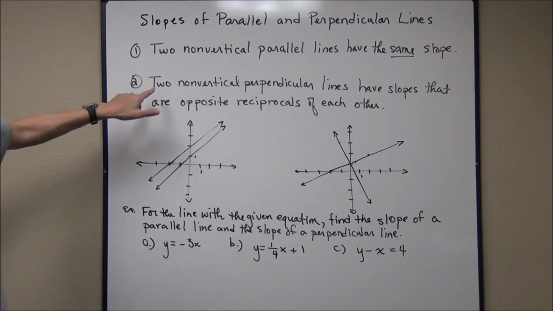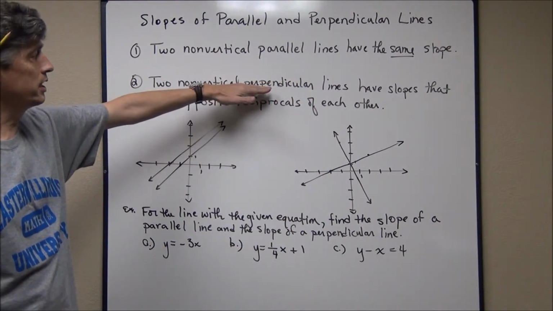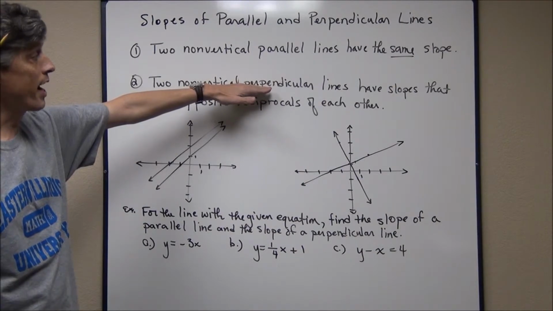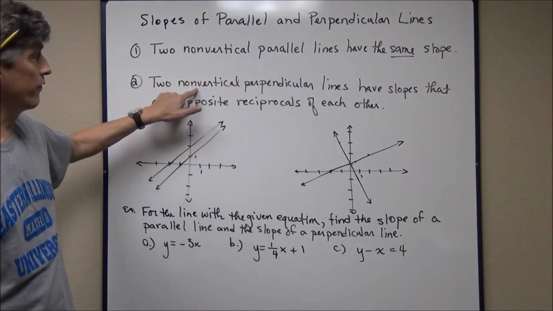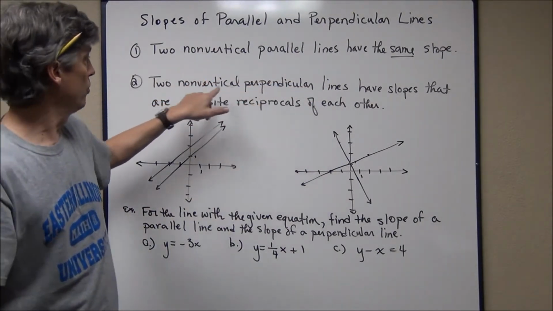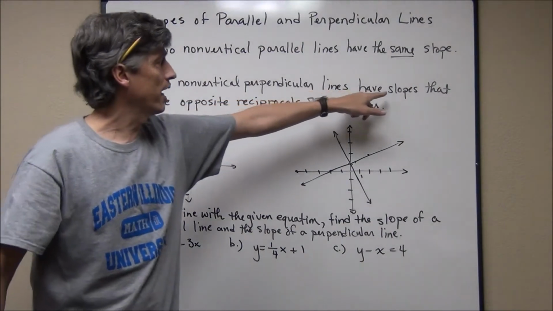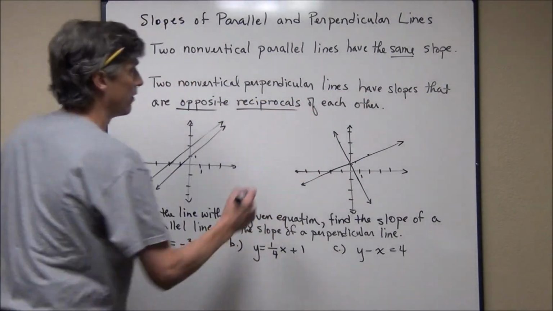And then also two non-vertical perpendicular lines. Now remember, perpendicular lines are lines that intersect and form right angles, 90-degree angles here. Two non-vertical again for the same reason, because we're talking about slope and vertical lines don't have slope. Two non-vertical perpendicular lines have slopes that are opposite reciprocals of each other.